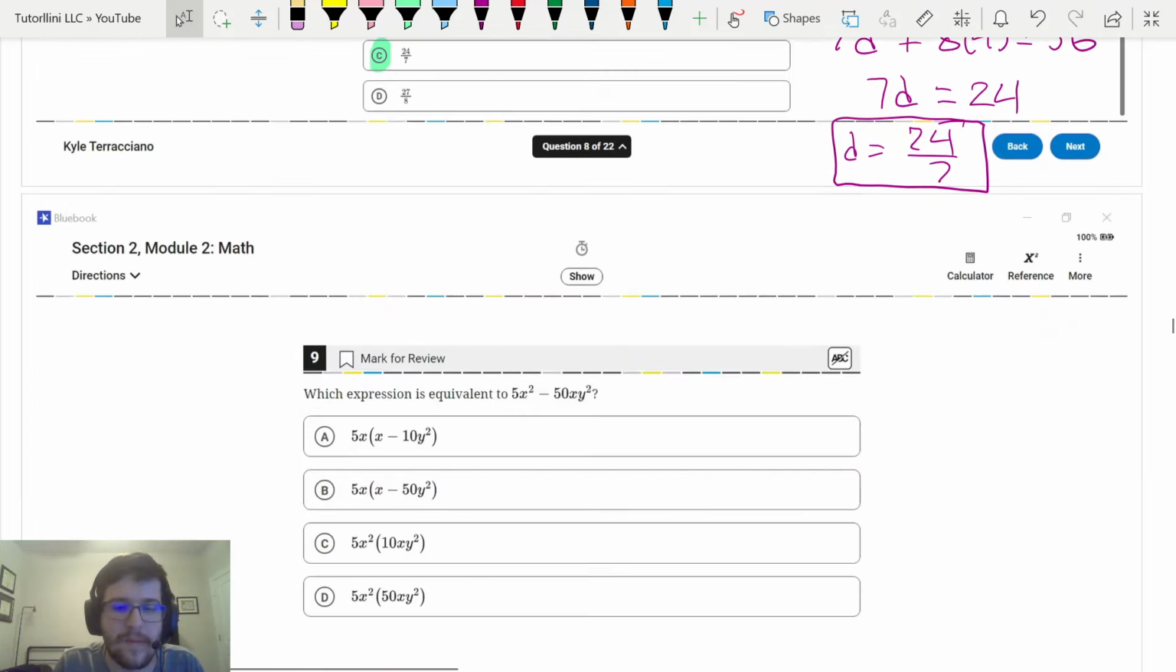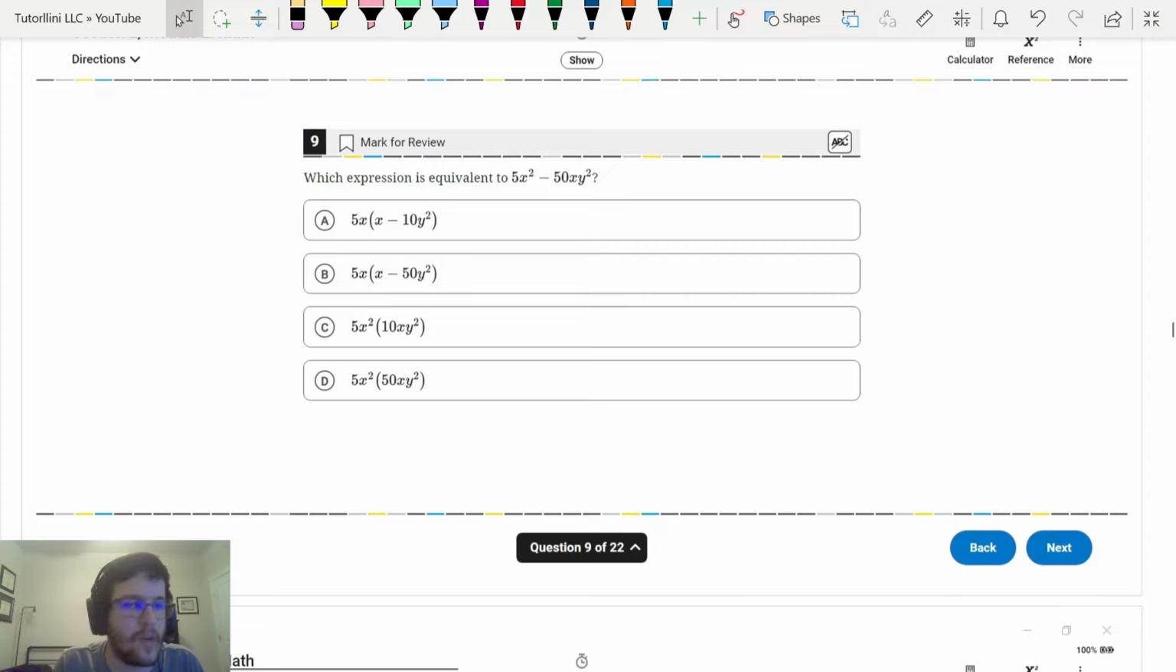All right, great. Okay, so for this one, you could type this into Desmos, and then you could type each of these into Desmos one by one to see which one is equivalent. I'm not going to go over that just because I think that just makes it take way longer.